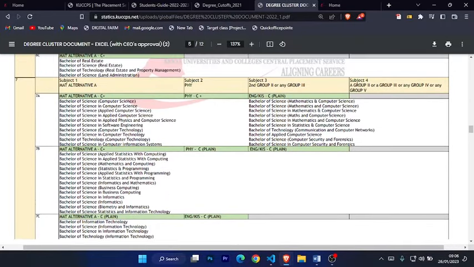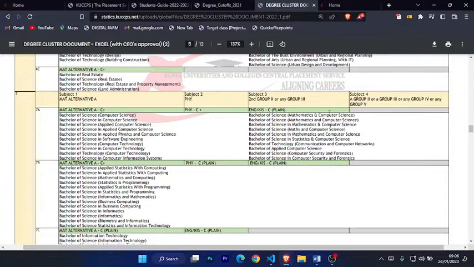We have cluster 7A subjects. If you want to pursue a bachelor's degree in computer science, applied computer science, applied physics and computer science, software engineering, computer technology and computer information systems, with this cluster you will require mathematics.